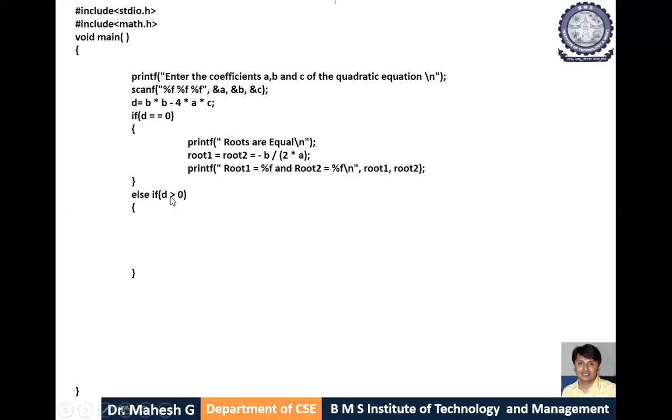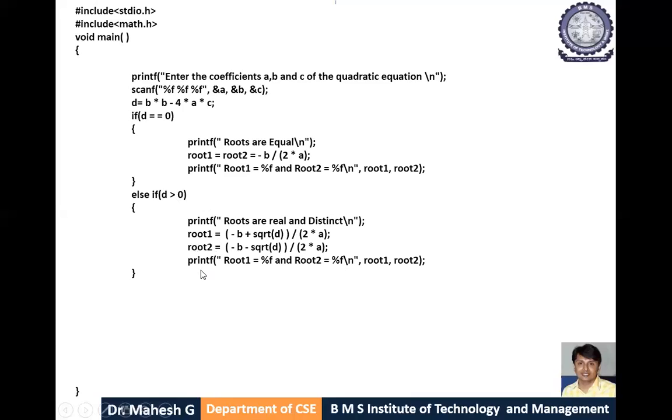Else, if the discriminant value is greater than 0, in this case, we understand that the roots are real and distinct. So we print that roots are real and distinct. We compute the roots as: root 1 is equal to minus b plus square root of d divided by 2a, and root 2 is equal to minus b minus square root of d divided by 2a. We will print the roots as printf root 1 is equal to %f and root 2 is equal to %f, root 1 comma root 2.